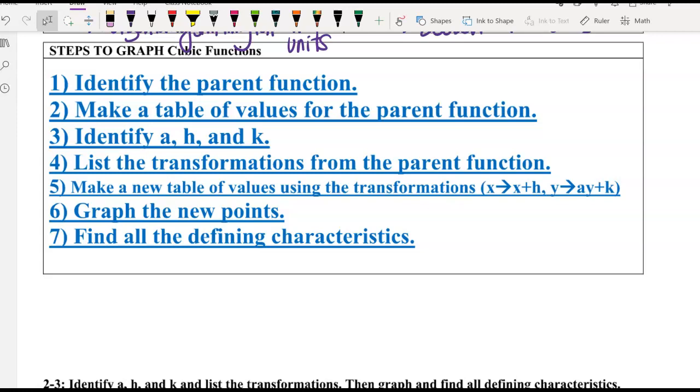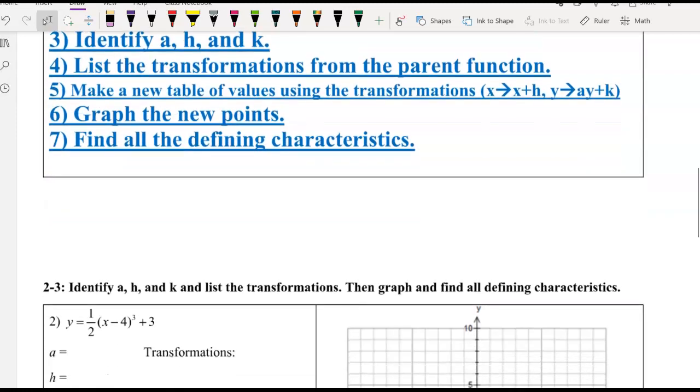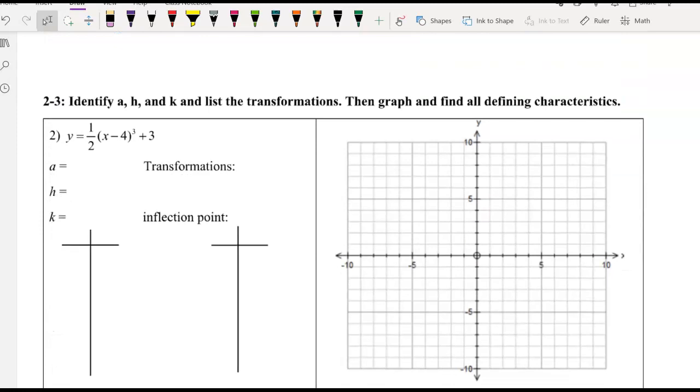Make a table of values for the parent. Yes, you want to list out the A, H, and K because that will help us out. List the transformation from the parent. Make a new table for the transformations and graph the new point, and then you're going to be asked to fill out all of the characteristics.